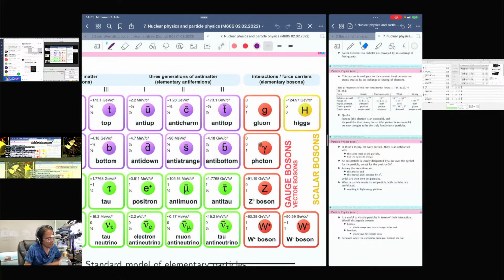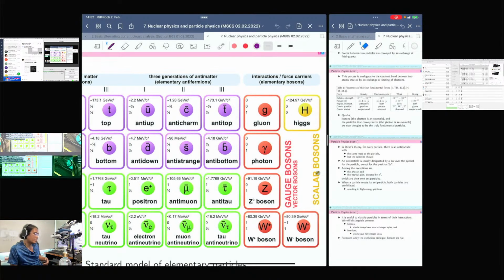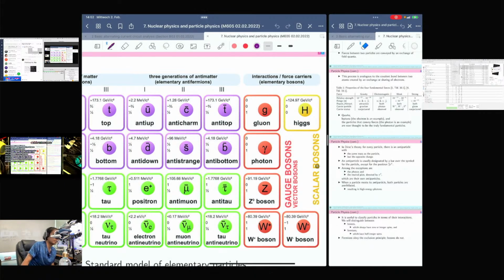Photon has no mass, has no charge, but spin number is 1. Okay, gluon has no mass, no charge, spin number is 1. Higgs boson is a big particle, 124.97 giga electron volt per c². No charge, no spin number at all. It's different. Okay, this is the scalar boson because it has no spin number, and this is classified as the vector boson because the spin number is 1.